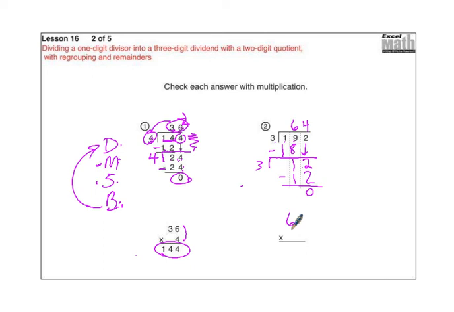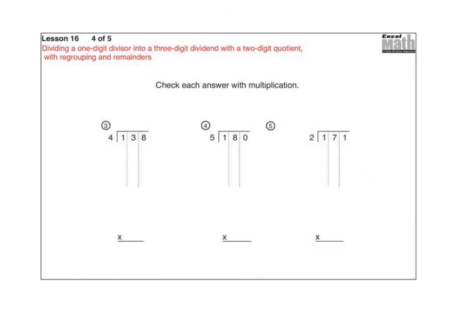And then I check it by doing 64, the quotient, times the divisor of 3. 4 times 3 is 12, carry the 1. 6 times 3 is 18, plus 1 is 19. 192, 192. I can feel pretty good about my answer. If that was too fast for you, rewind and watch it again.